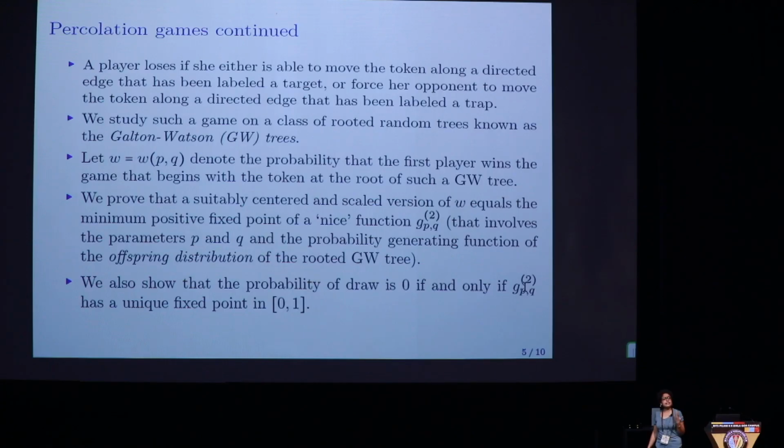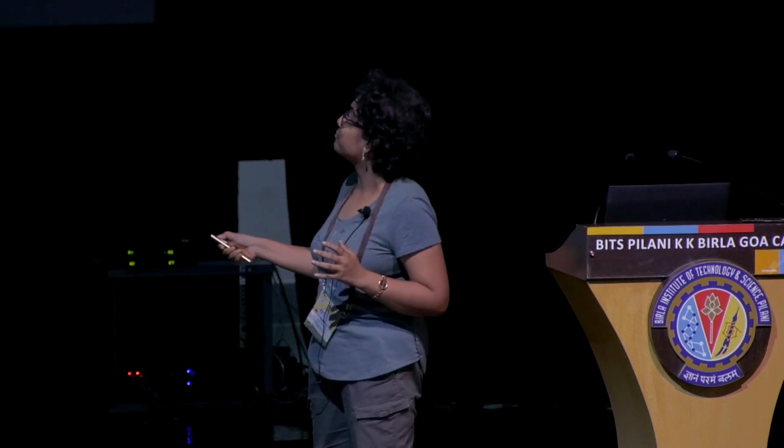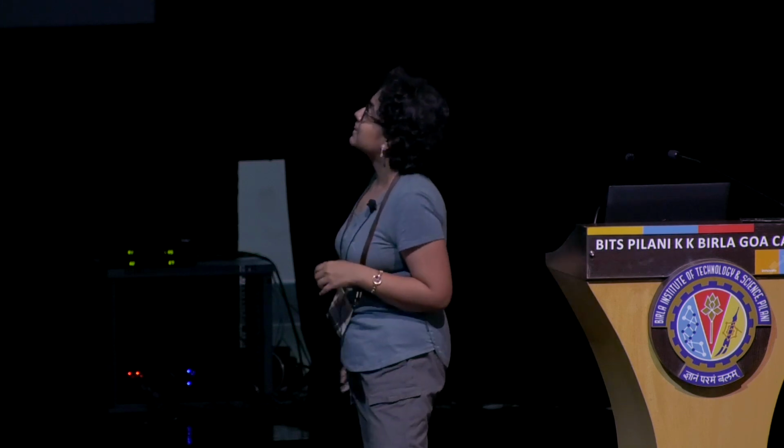How do you decide the outcome of such a game? A player loses if, I should have written a player wins, I'm sorry about that. A player wins if she's able to move the token along an edge which has been labeled target, or she's able to force her opponent to move the token along an edge which has been labeled a trap. This is the basic understanding. I'm really sorry about missing that. A player wins, that's what I meant.